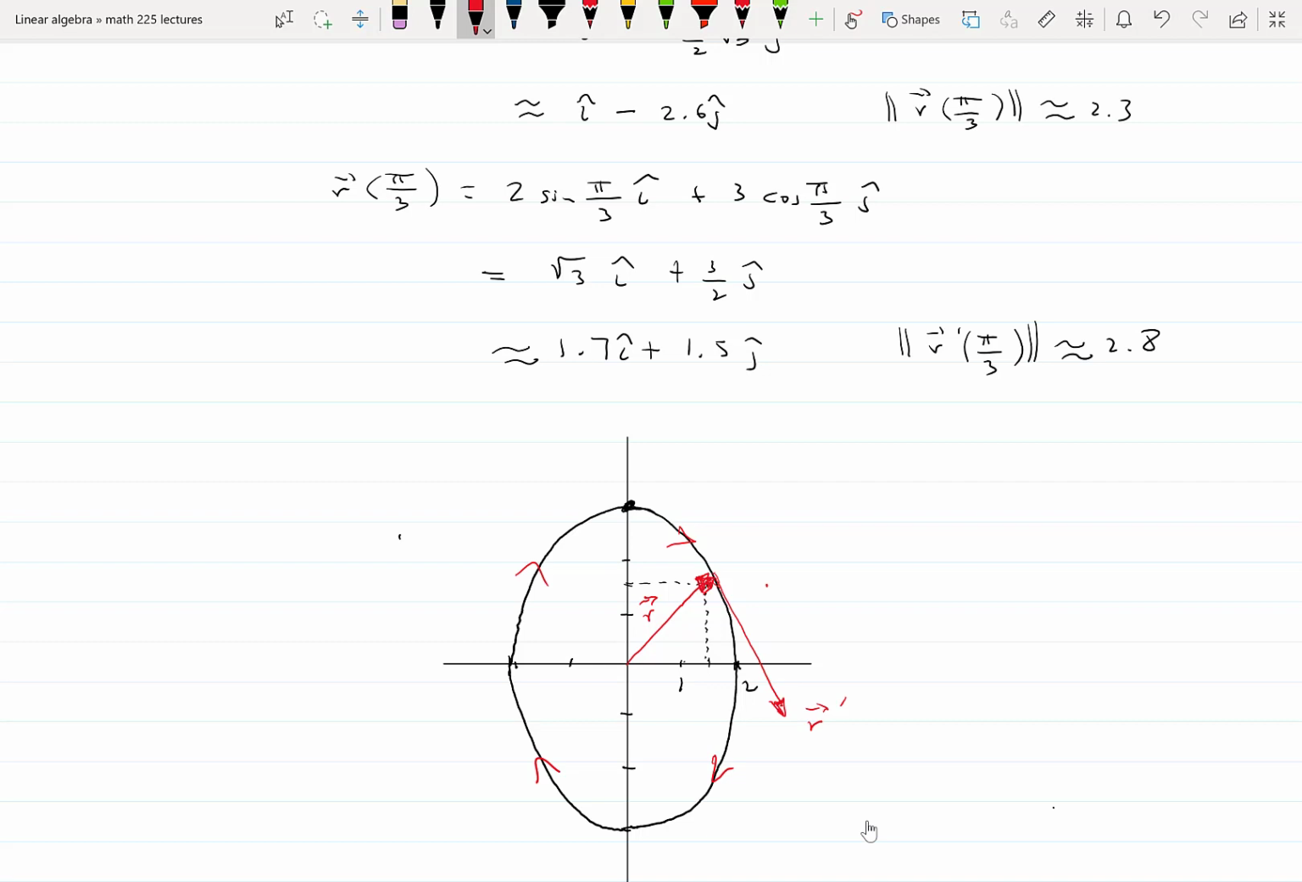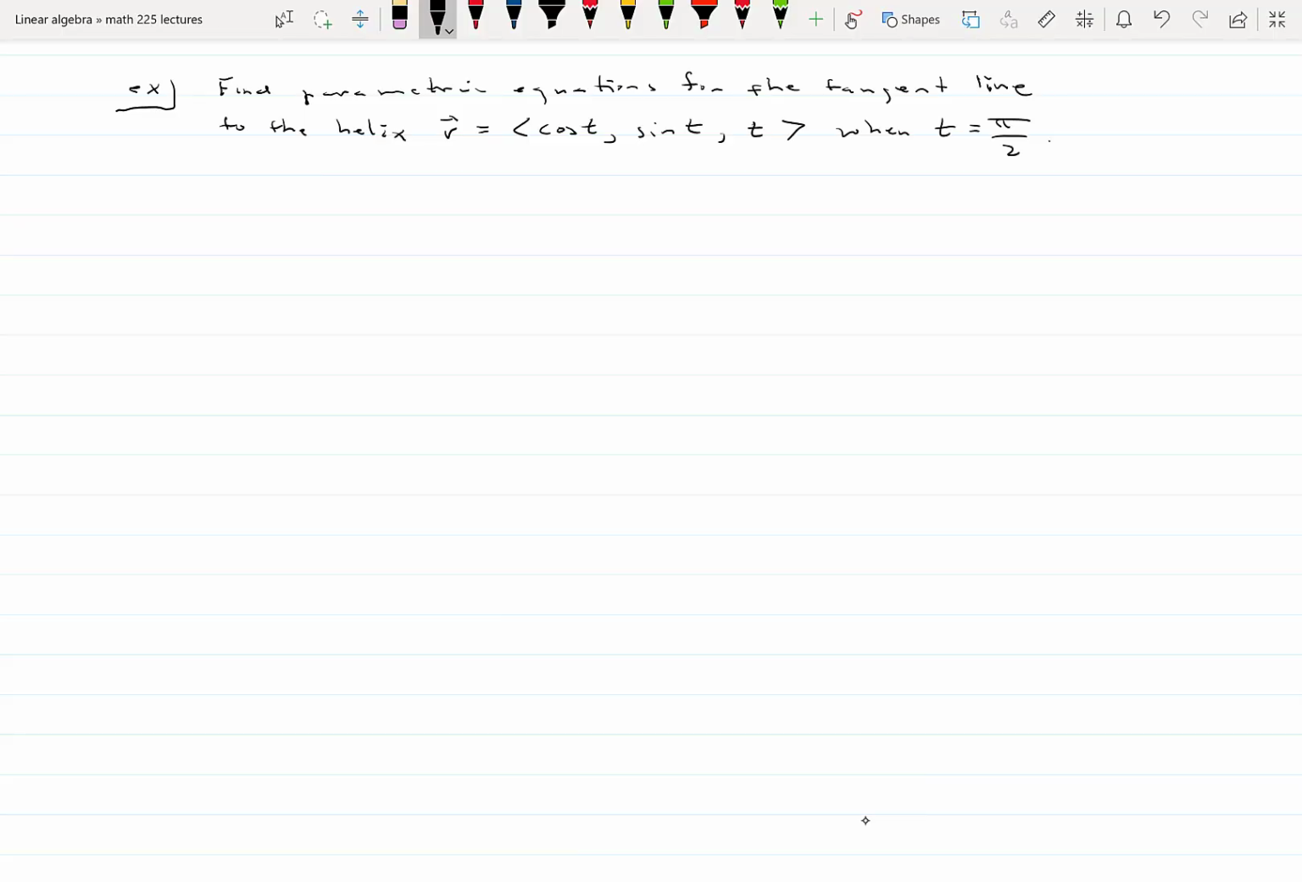I'm going to look at one more example, but this example is going to be in 3-space. So here's our example. Find parametric equations for the tangent line to the helix R equals the vector whose components are cosine of t, sine of t, and t, at the specific moment in time when t equals pi over 2.